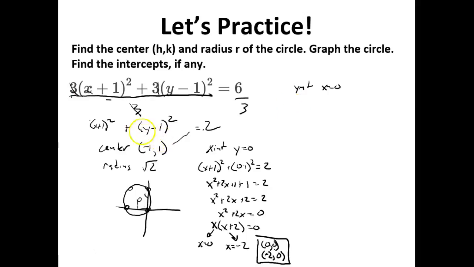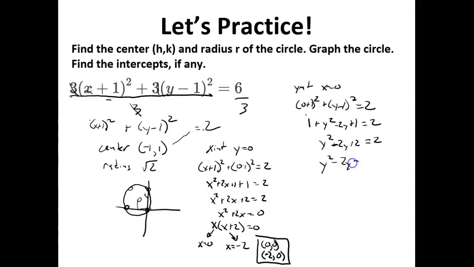So if x is equal to 0 in this equation, we'd have (0 + 1)² + (y - 1)² = 2. What y value would make that happen? This is where 1 + y² - 2y + 1 = 2. So y² - 2y + 2 = 2. y² - 2y = 0.